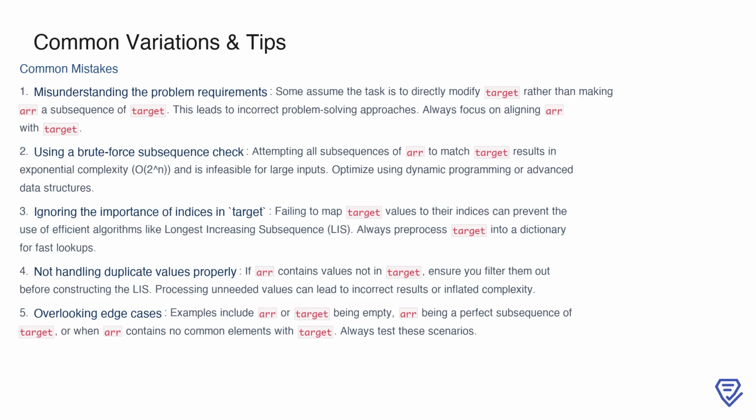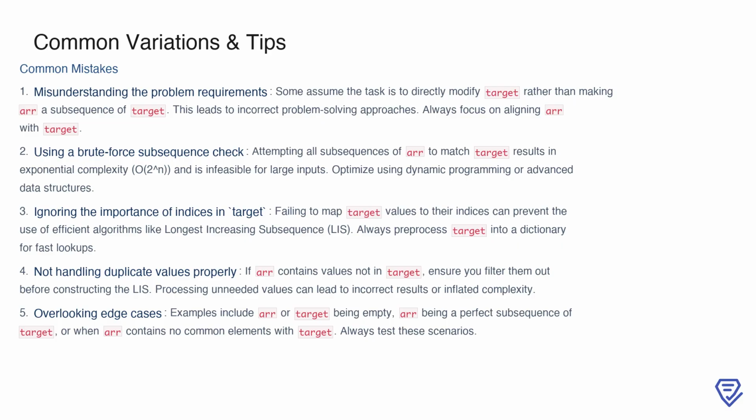First, misunderstanding the problem requirements is a frequent issue. Some mistakenly believe the task involves directly modifying the target array, rather than making ARR a subsequence of target. This misunderstanding can lead to completely incorrect approaches. Instead, your focus should always be on aligning ARR with target.